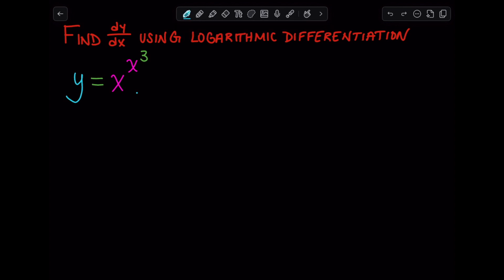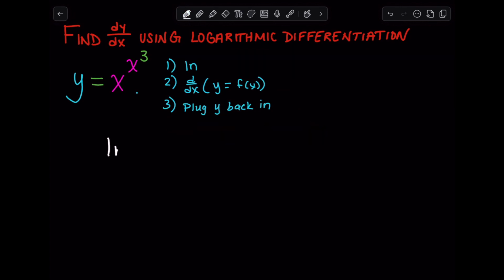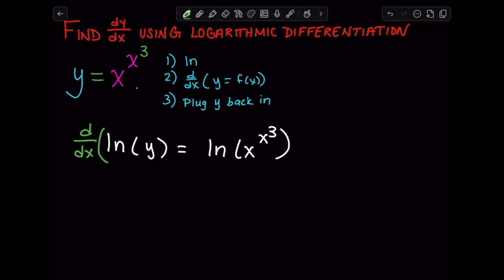The steps we need to take in logarithmic differentiation are first, taking the natural log of all the terms. Second, taking the derivative of the entire problem statement, y equals f of x. And third, remembering to plug y back in, given in the problem statement, which you'll see what I mean in a second. Jumping right in, let's first take the natural log of every term given in the problem statement so that we could then take the derivative of the whole thing.